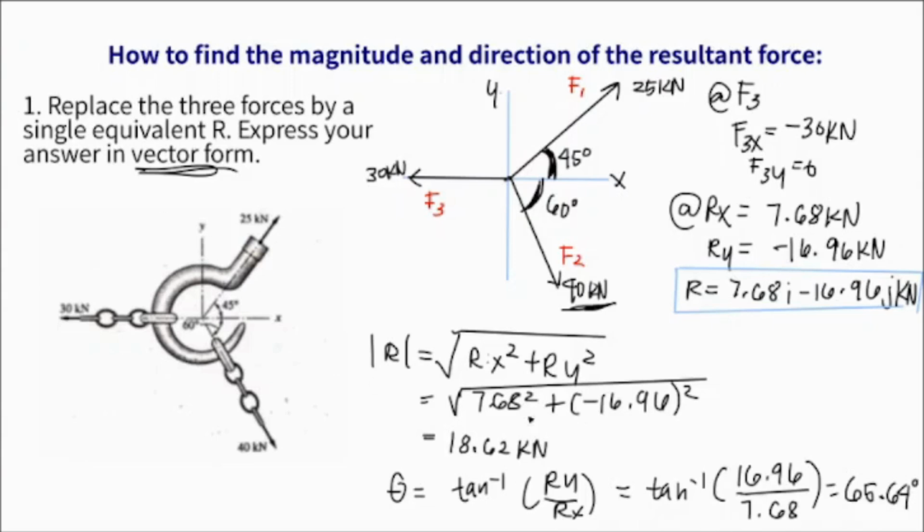So, we got the magnitude and this is the direction. This is the answer in vector form, the one with i and j, which means the Rx, the x component, is the one beside i, and the y component is the one beside j. So this is also the magnitude, and this is the direction. So, we've answered that.